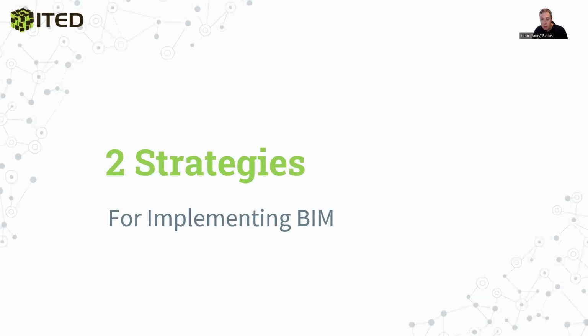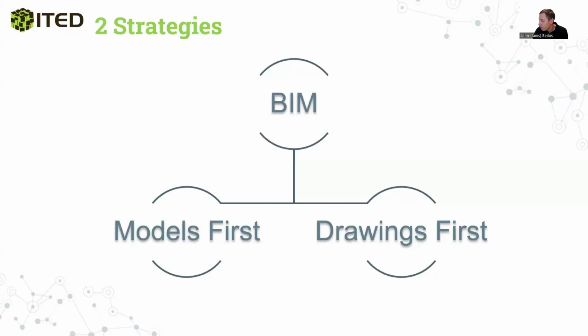If you want to implement BIM on your project, there are two strategies you can use. So the first one: you can have the models created from the start. That basically means that the designers who create the design are capable of creating the models and then extracting all the necessary information from them.